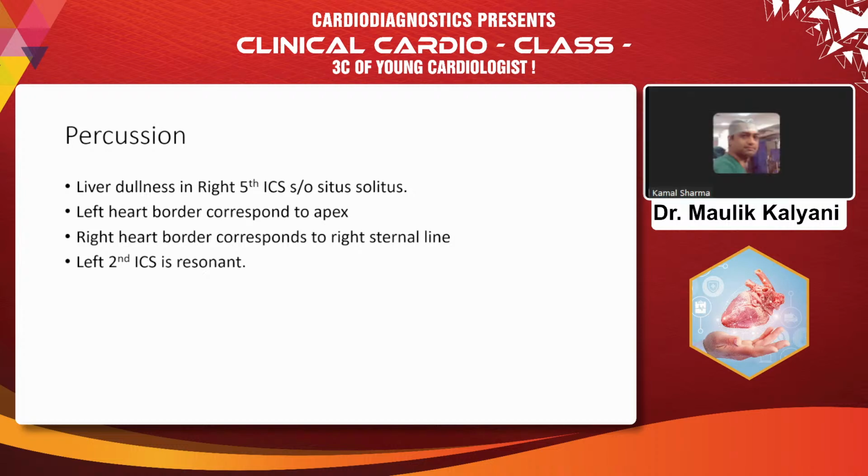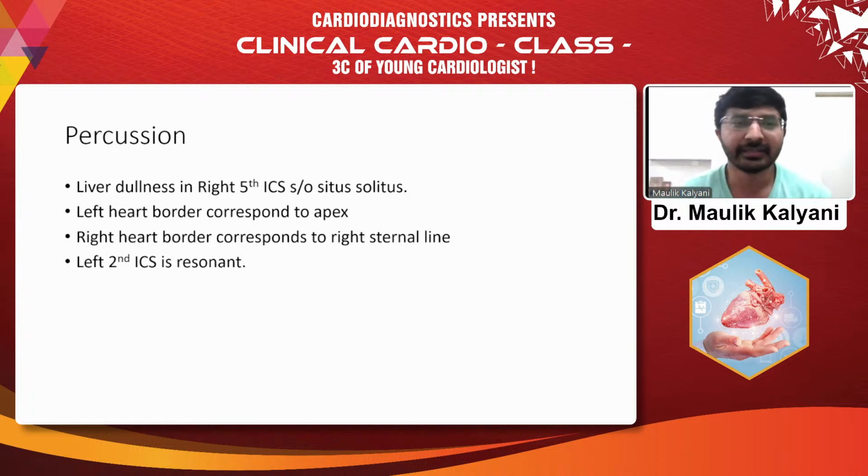Which is the most specific way of establishing situs? Suppose you have all imaging modalities with you, and there is something which is ambiguous, and you don't know whether you're dealing with mesocardia, levocardia, dextrocardia. How would you decide which is the most important? Sir, the atrial appendage.